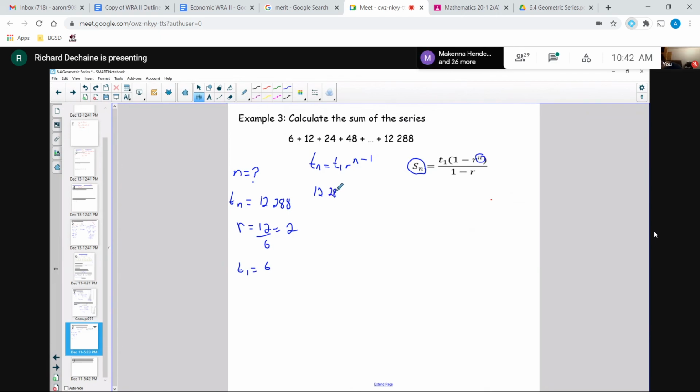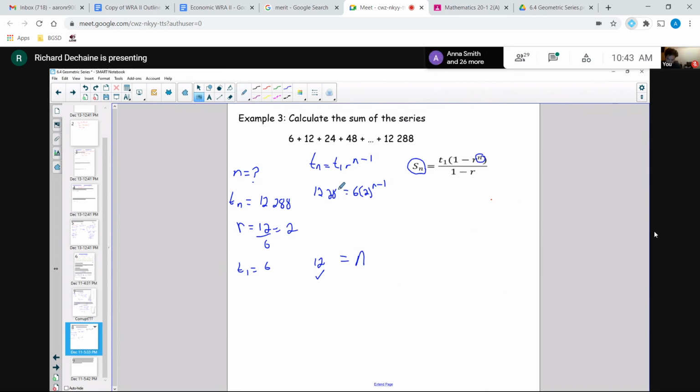Okay, T at n means my last term. I know its value. I know my T1. I know my R. I'd like to know what someone gets for n this time. Yeah, 12. You got a 12. Any other answers out there? I also got 12. You guys are correct. It is 12.